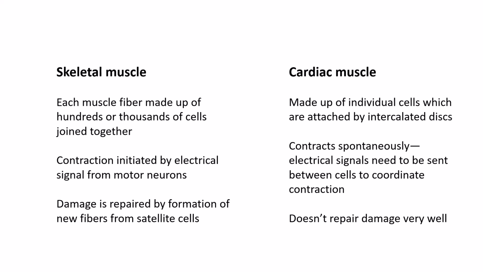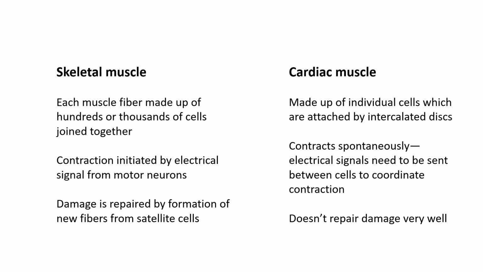Skeletal muscle, which is the type of muscle that we use to move our bodies, and cardiac muscle, which is the type of muscle found in our heart, have similarities, but they also have a number of differences. And this is a listing of some of the more important differences between skeletal and cardiac muscle.